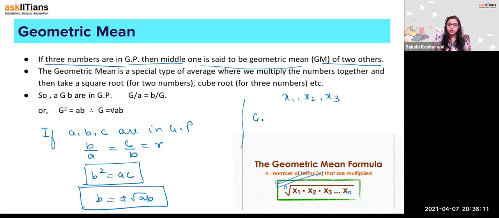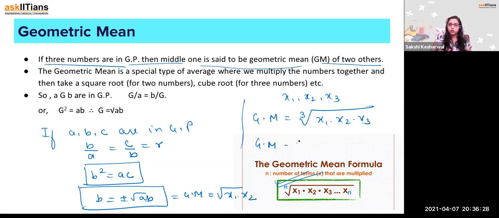The geometric mean, that is GM, is equal to what, beta? Cube root of x1 into x2 into x3. If you take two numbers, then the geometric mean is given by the formula: geometric mean is equal to under root of x1 into x2. If there are four numbers, then the geometric mean will be equal to the fourth root of x1 into x2 into x3 into x4. This is the way you have to do it. And if you have n terms, then this is the formula which you will be using, right?